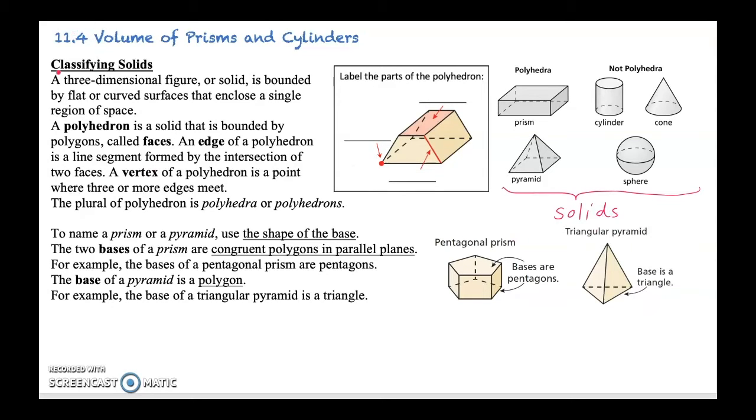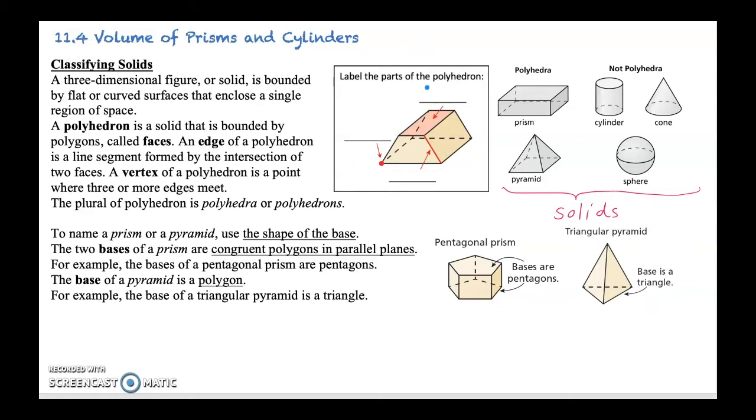And you can have a particular type of solid called a polyhedron. So a polyhedron is just a solid that has polygons on each face. Remember, polygons are just closed figures made of line segments. So any solid that is made up of polygons would be a polyhedron, and plural would be polyhedra or polyhedrons. So these would be polyhedra because they're all made of straight lines. These are not. Cylinders, cones, spheres are not because those are curves, which are not polygons.